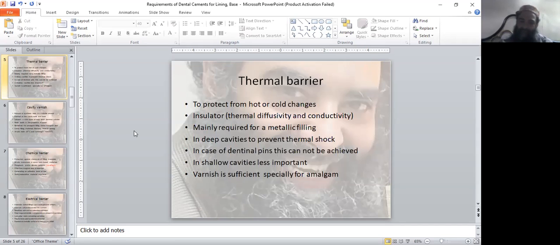In shallow cavities, it is less important. Varnish is sufficient, especially for amalgam. So if a few people want to see the dentinal pins, sorry, these are 24-carat gold pins. I'll show you.